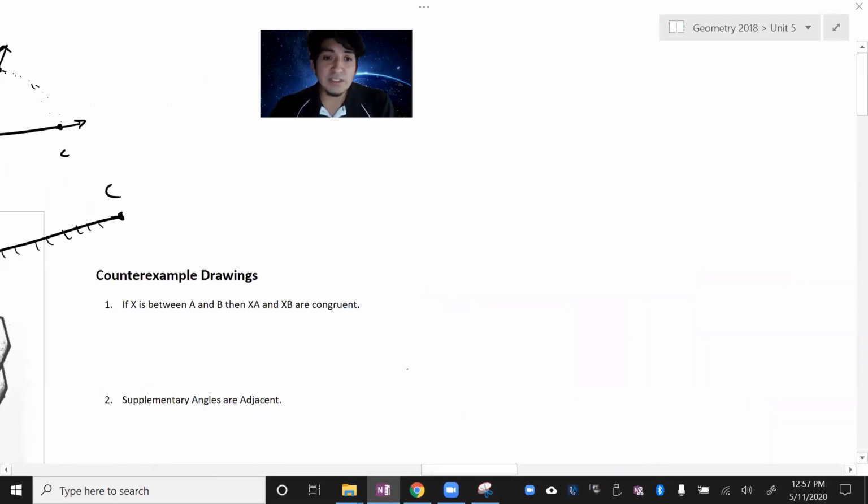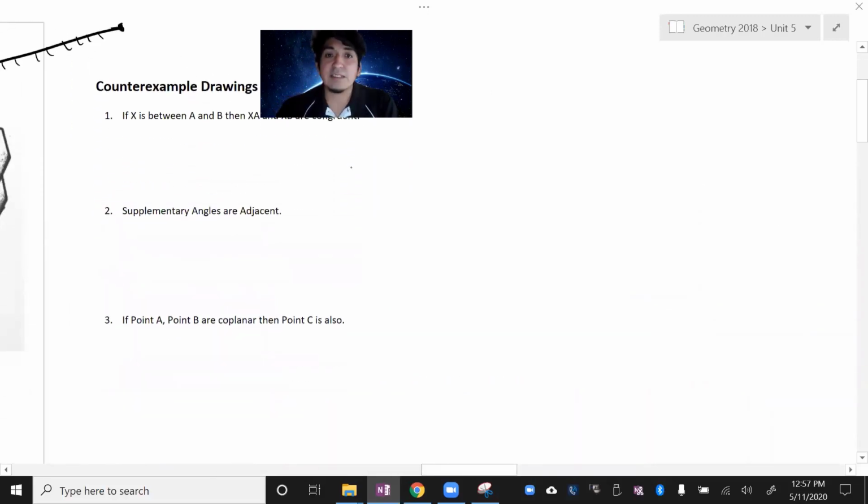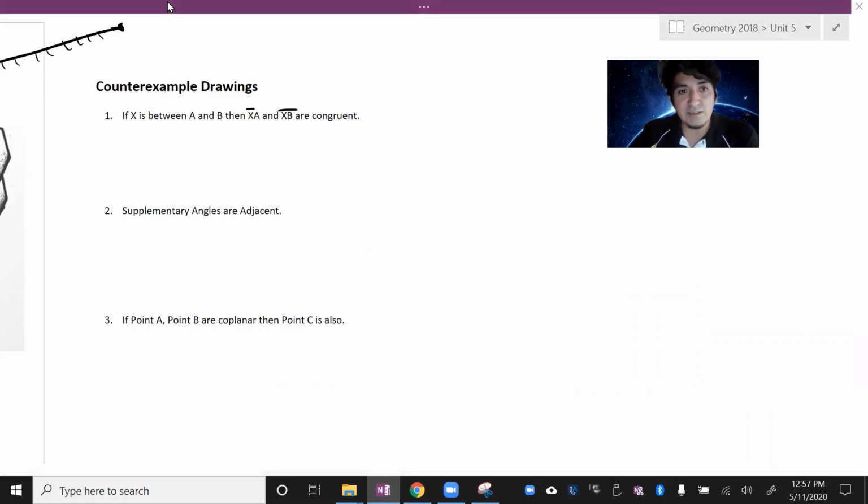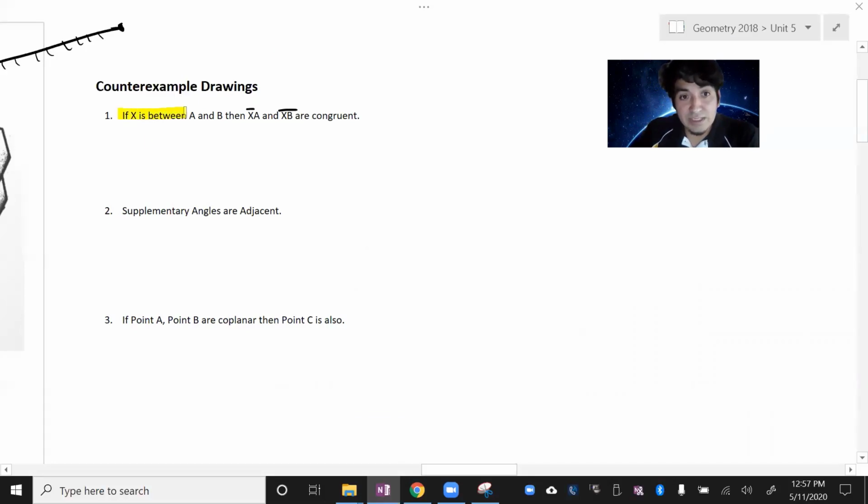Now, I'm going to work on a few examples here, and then that'll be it. So counterexample drawings. If X is between A and B, then line segments XA and XB are congruent. So I'm going to make the if part first, with X between A and B, and I'm going to come up with two examples. I've got my A, I've got my B. I'm going to make my other example, A and then B.